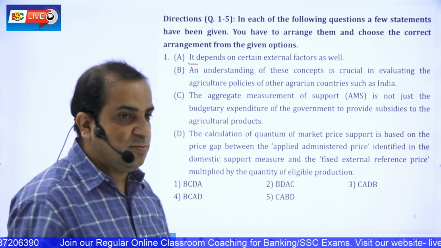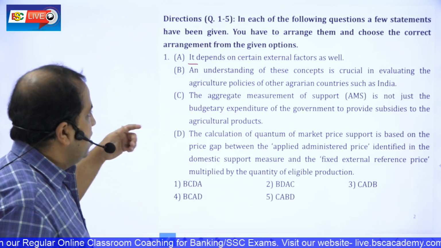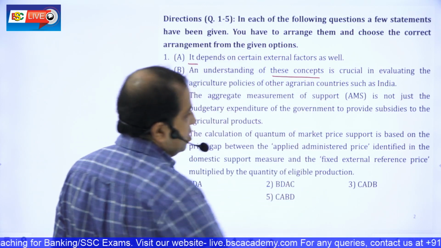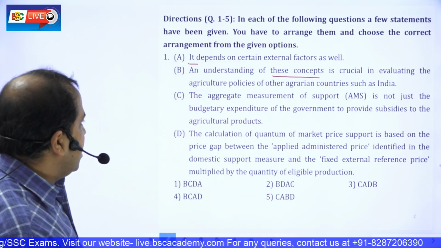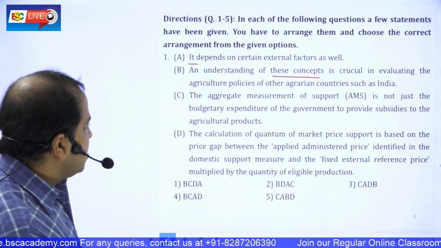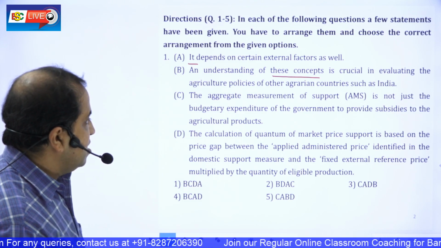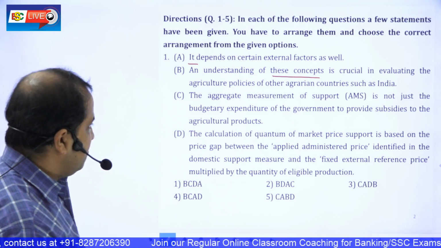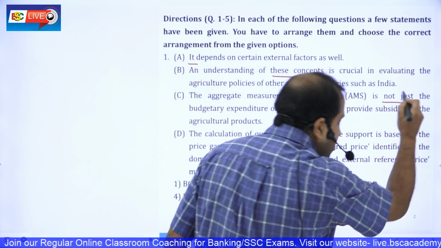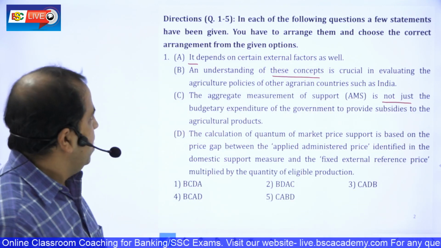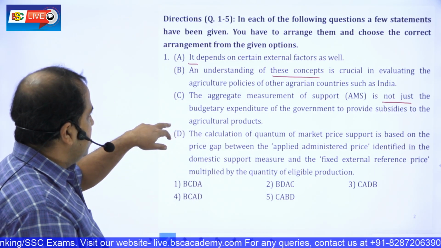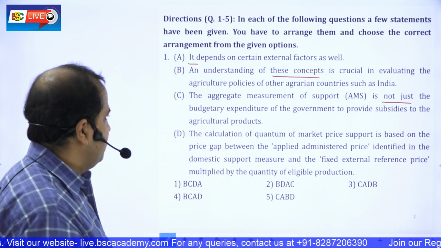What depends? Something must be depending. So your first sentence नहीं होगा. And understanding of these concepts is crucial. Again, these concepts is crucial in evaluating the agriculture policies of other agrarian countries such as India. The aggregate measurement of support, AMS, is not just the budgetary expenditure of the government to provide subsidies to the agricultural products. Now, not just, remember, not only but also. So, not just, but something else.